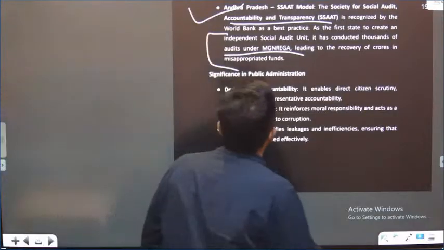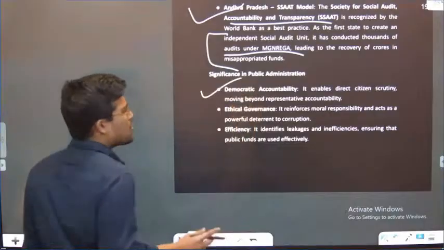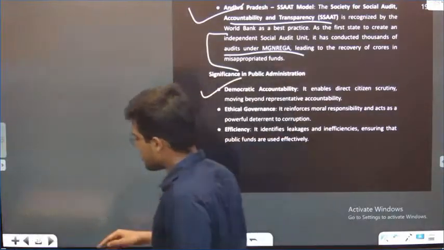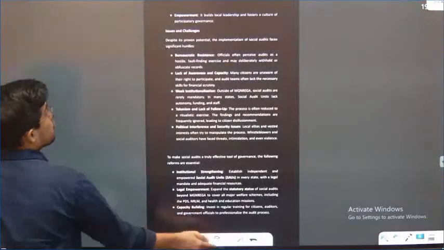Significance of this: accountability is promoted, ethical governance, right? Whatever comes to your mind. There is nothing conceptually new here.